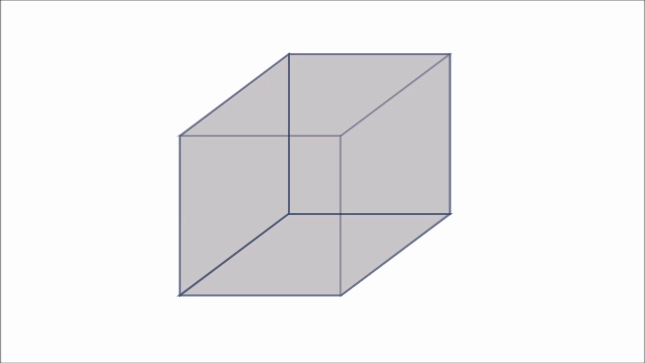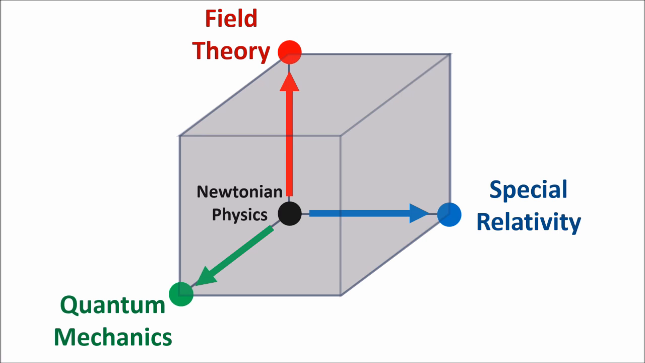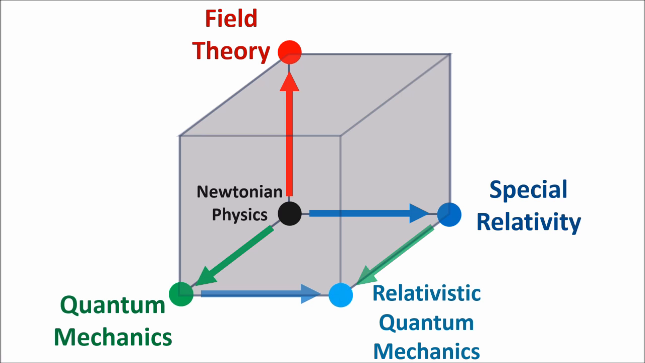To understand this, I'm going to draw a bunch of areas of physics in a cube shape. In the starting corner of the cube, we have Newtonian physics. From here, we can expand out in 3 different directions, using special relativity, quantum mechanics, and classical field theory. If we try to combine quantum mechanics and special relativity, we get relativistic quantum mechanics. This theory can help us predict some things, such as the existence of antimatter, but as a whole, the theory is kind of broken and inconsistent.